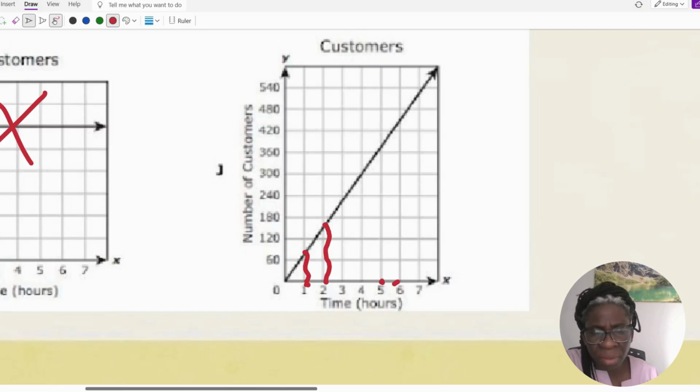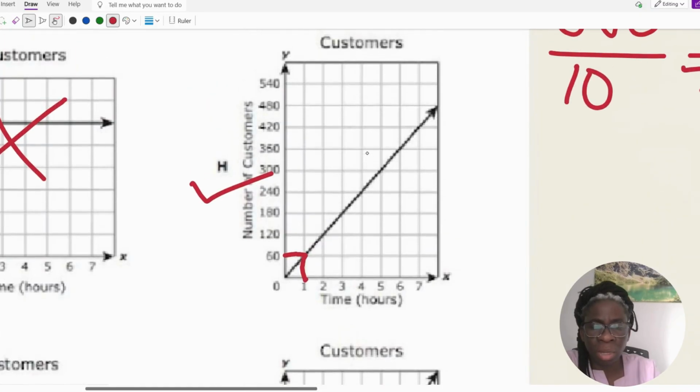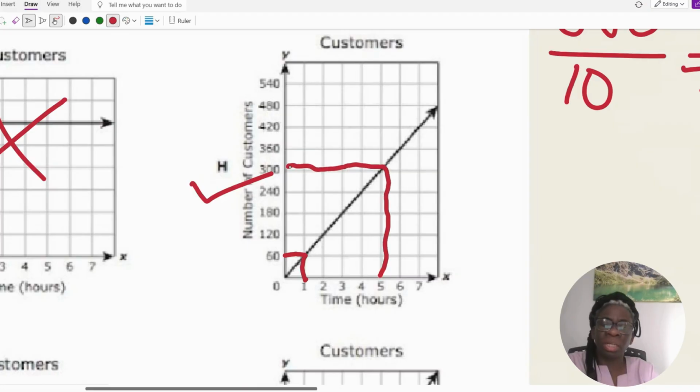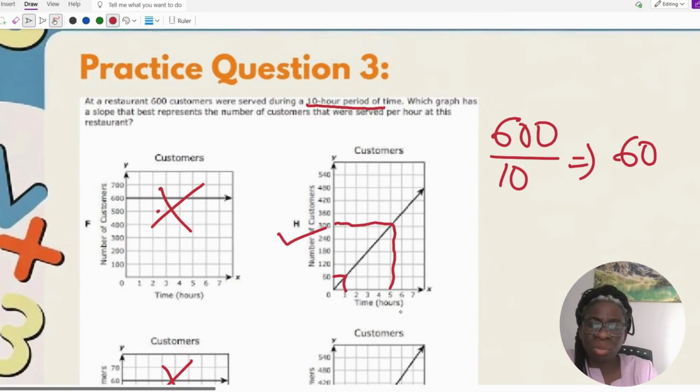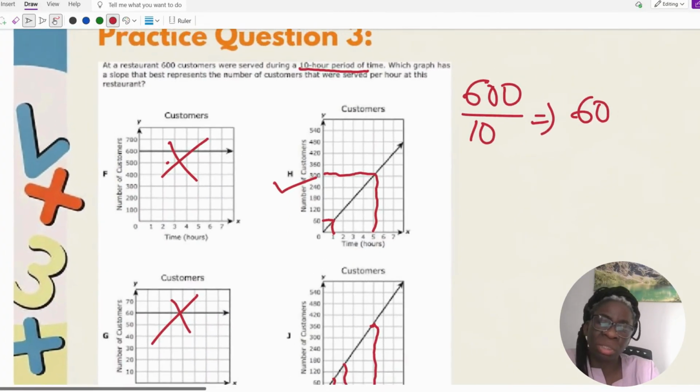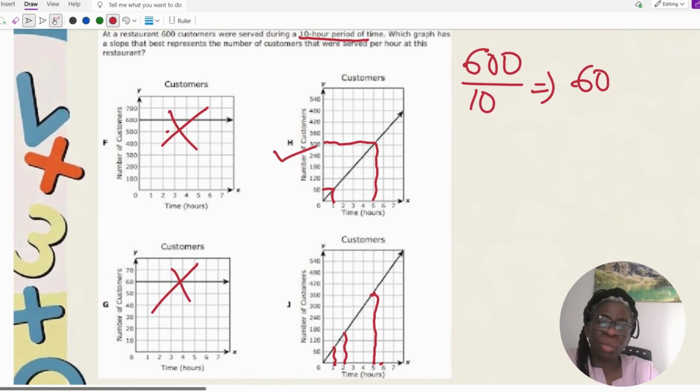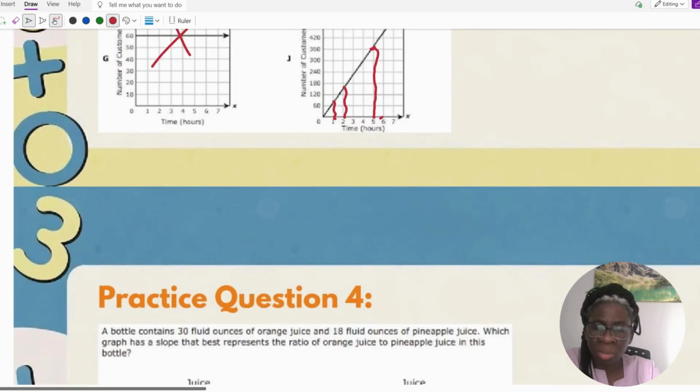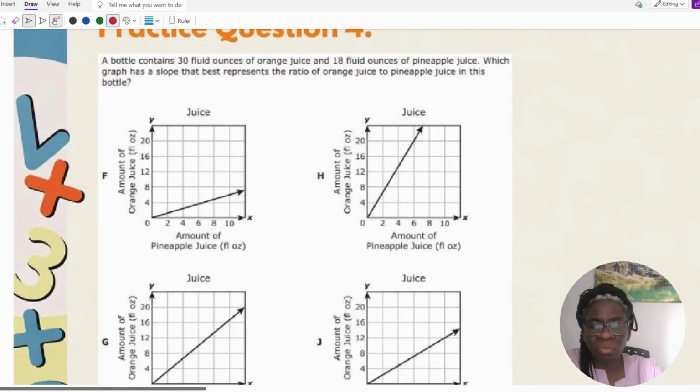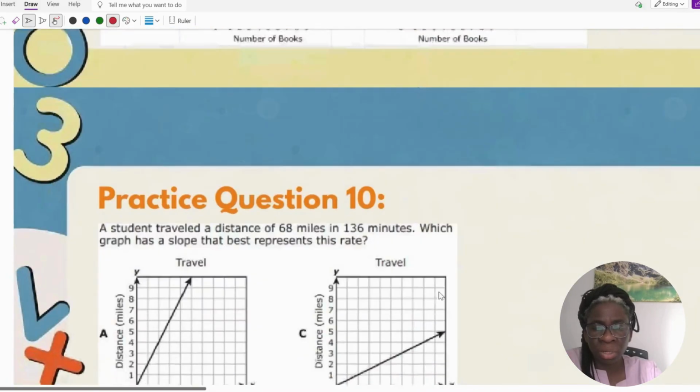If you trace 5 up here, you see that it lands on 360. So that means this is wrong. But if you trace 5 up here, it lands on 300. So H is the correct option. Whenever you pick an option like that, make sure you consider other points to confirm that what you choose is correct. Now let's move to the next question.